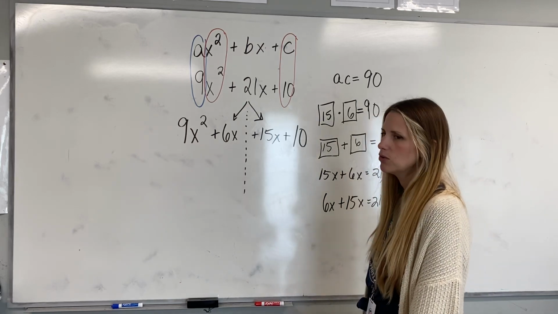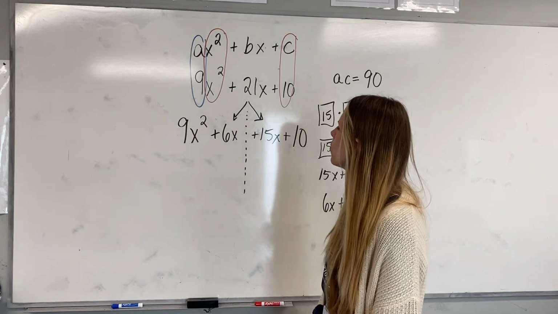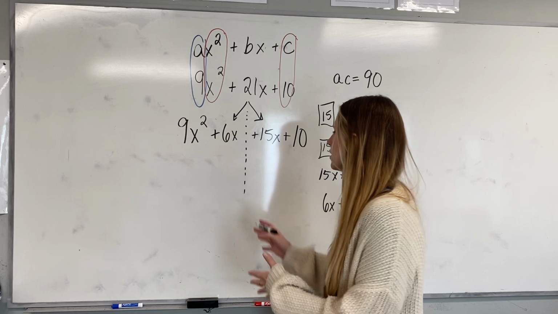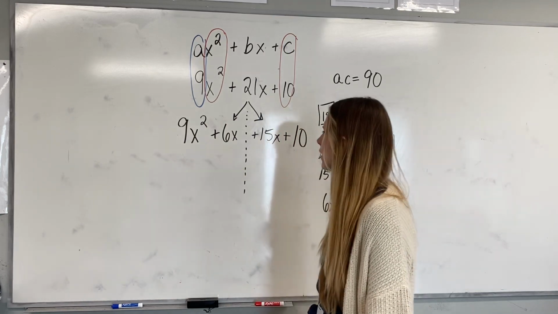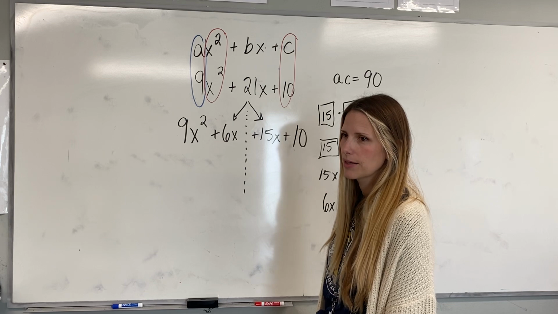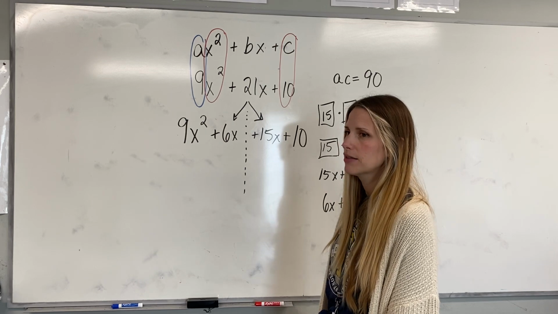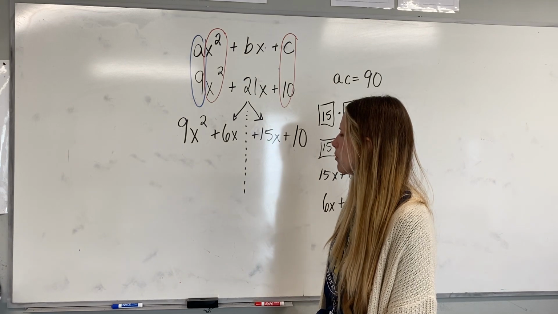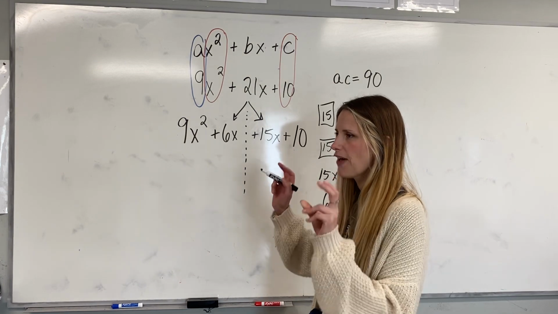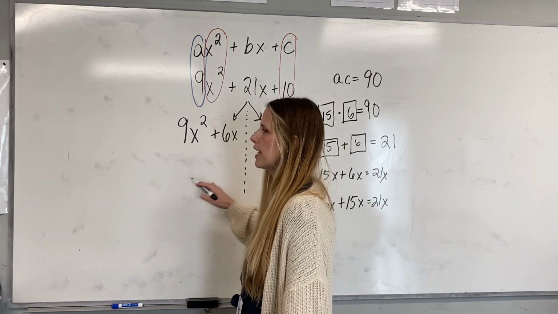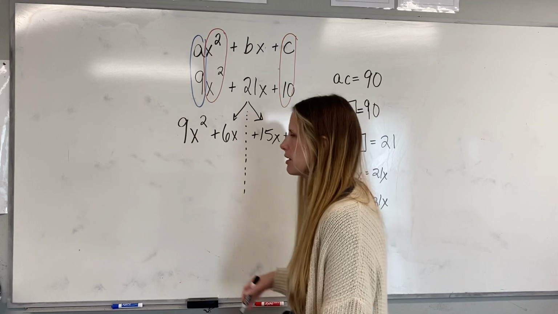Now that we have our two teams, we're going to work with one team at a time. Let's look at the left team. What are we going to do? Identify the GCF. And we're going to pull that GCF out, or factor it out, meaning the GCF is going to be a factor, and then we'll get the rest by dividing by the GCF.